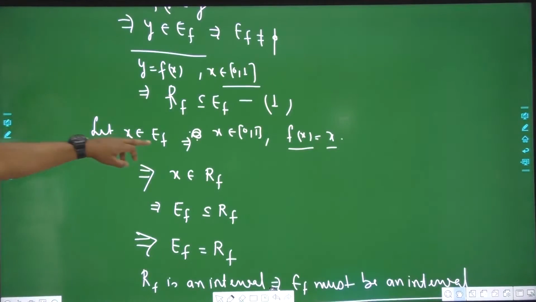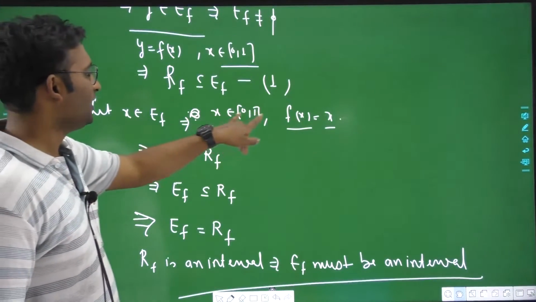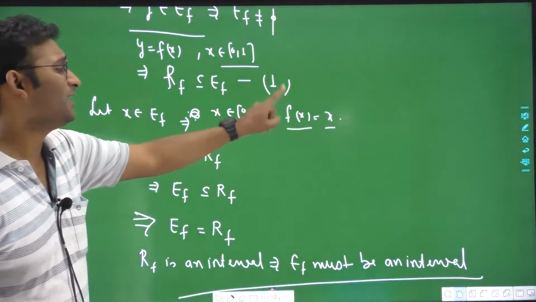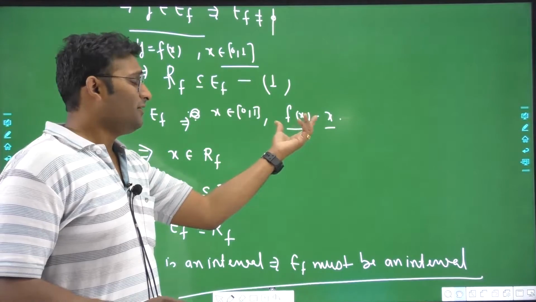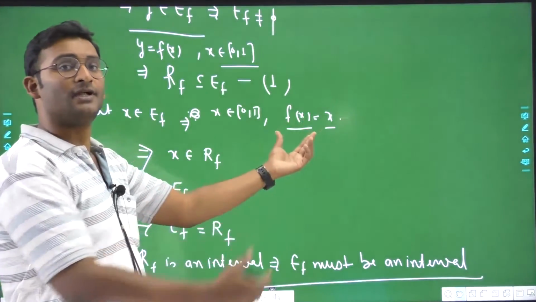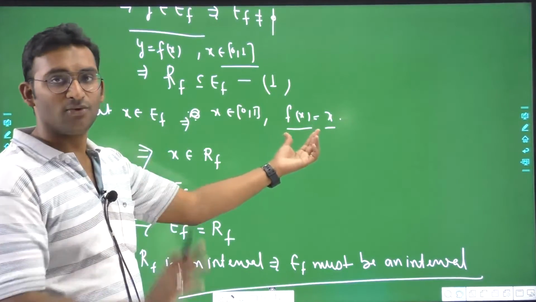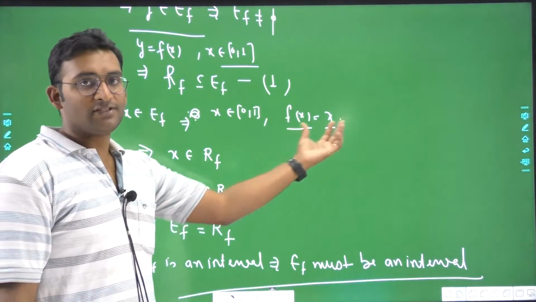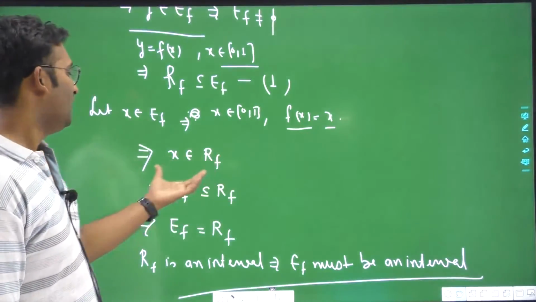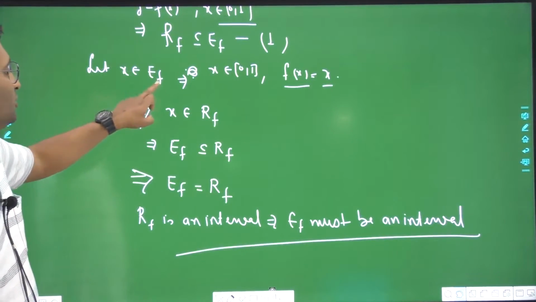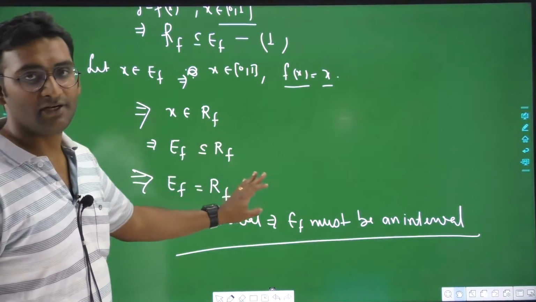Similarly, when x belongs to E_f, it implies all those x where f(x) equals x. That implies since x is equal to f(x), what is x? It is f(x). f(x) is the range of f, right? For all x belonging to [0, 1], f([0, 1]) denotes the range. So since f(x) is equal to x, that implies x must be belonging to the range of f also. That implies since x is belonging to E_f, E_f must be contained in R_f.